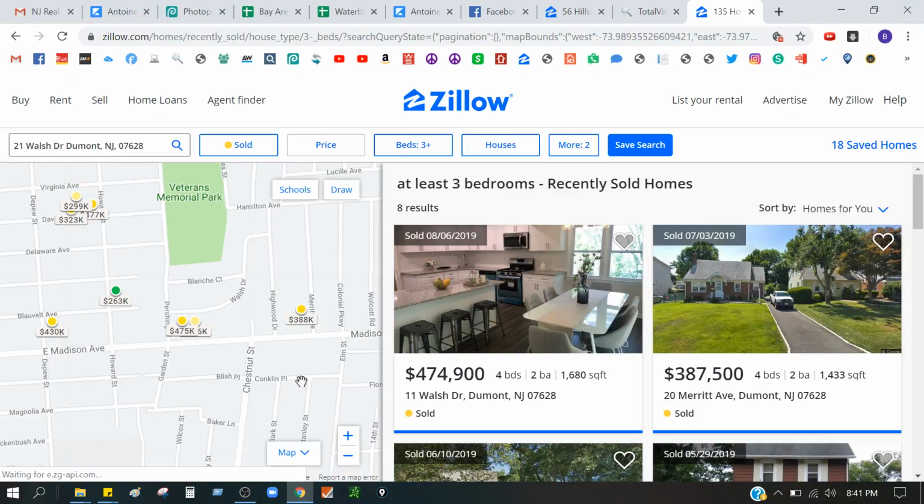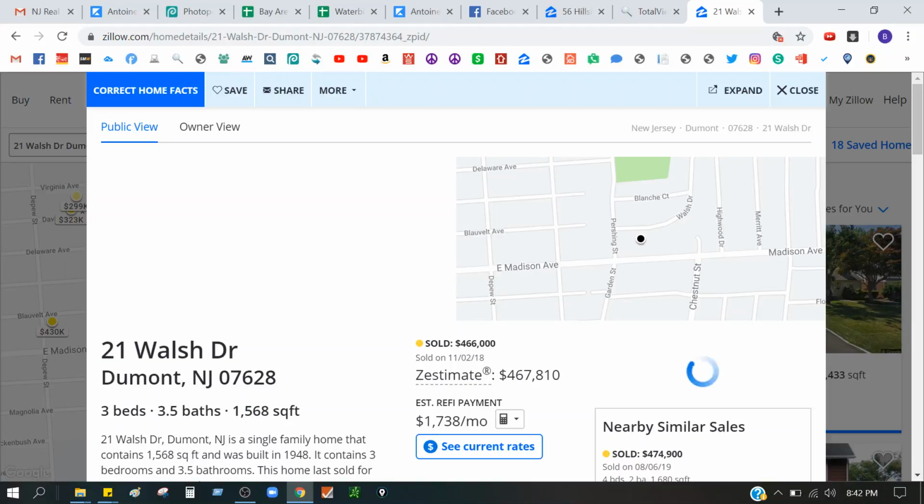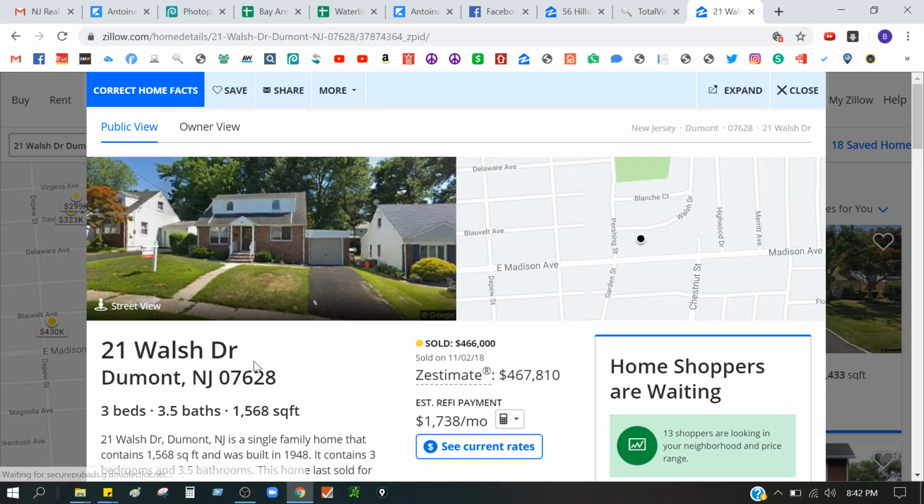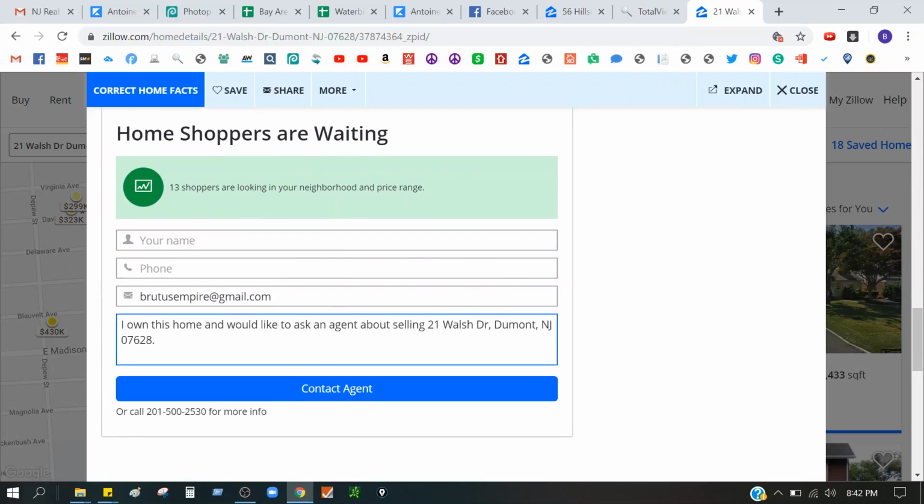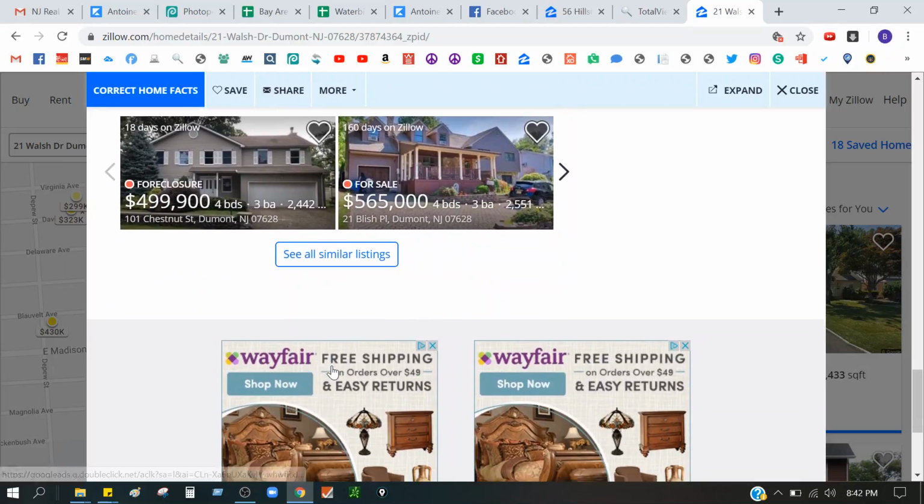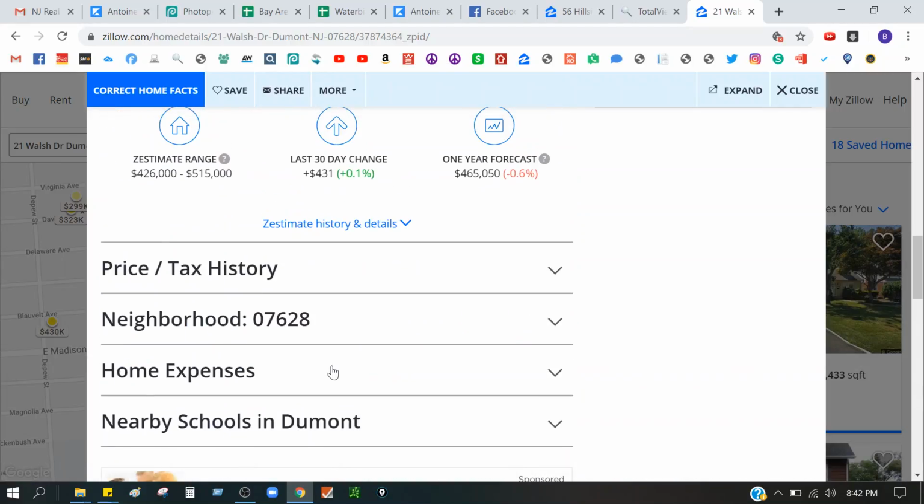So let's say, for instance, if 21 Walsh Drive was my deal, I would contact them and tell them, hey, listen, I got this property here. Let me know if you're interested. But man, I'm so happy because if you look at 21 Wall Street, check this out. 21 Walsh Drive. I don't know why I keep saying street, but 21 Walsh Drive in Dumont. Check this out. Did I skip it? Okay, there it is.